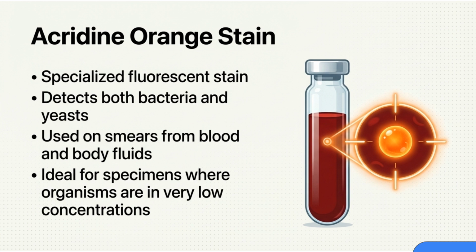The acridine orange stain is a specialized fluorescent technique that detects both bacteria and yeasts. It is ideal for smears from blood and body fluids, especially when organisms are present in very low concentrations.